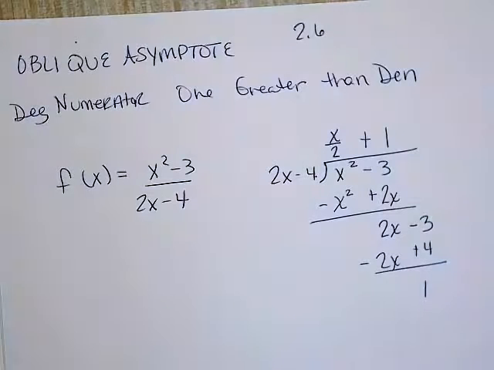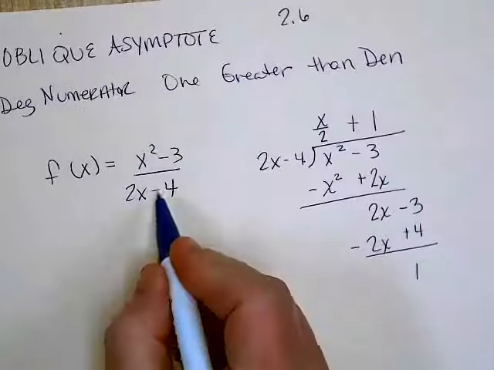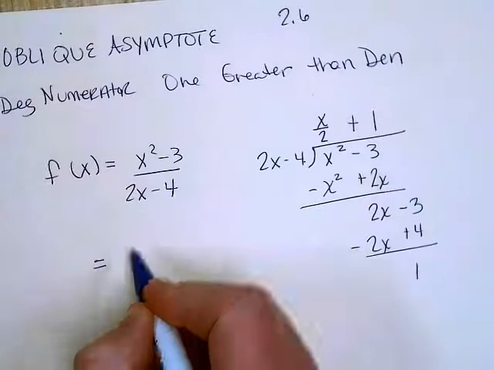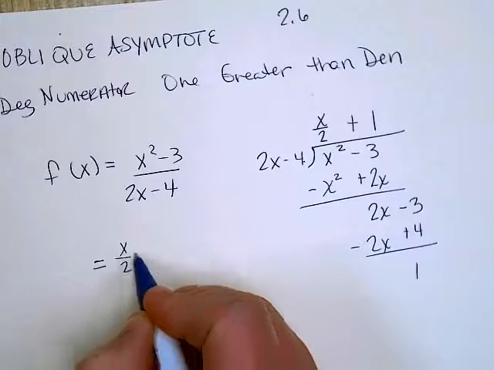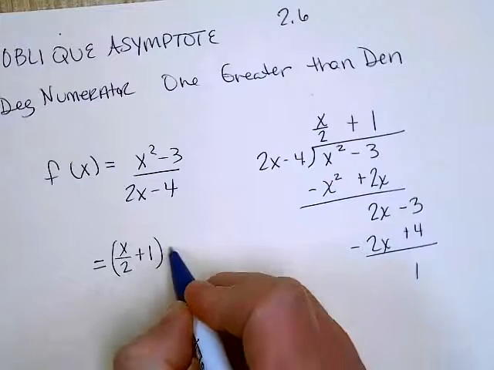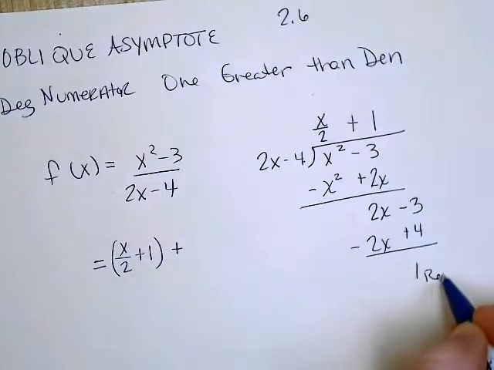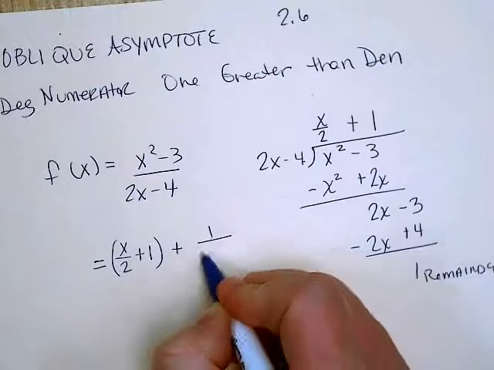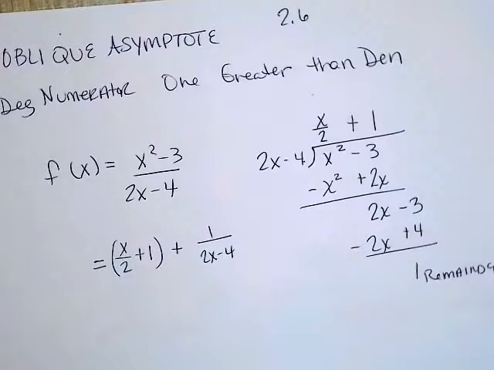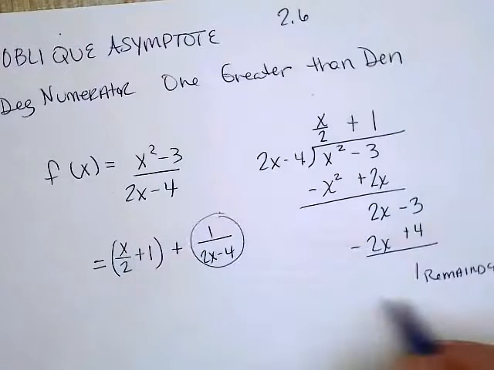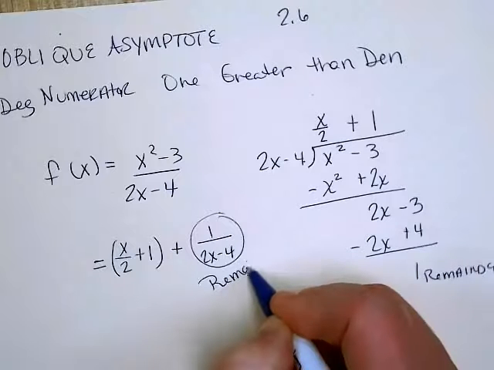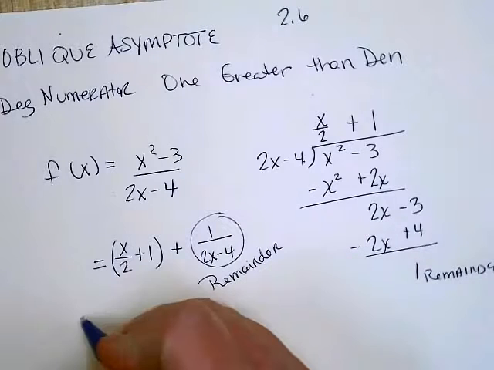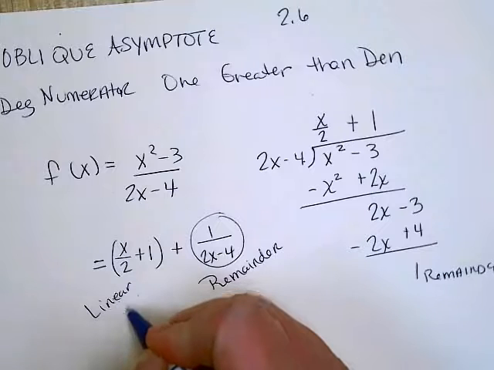So this tells me that f of x is equal to x over 2 plus 1 plus, here's your remainder, 1 over 2x minus 4. This is your remainder part. This is your linear part, g of x.